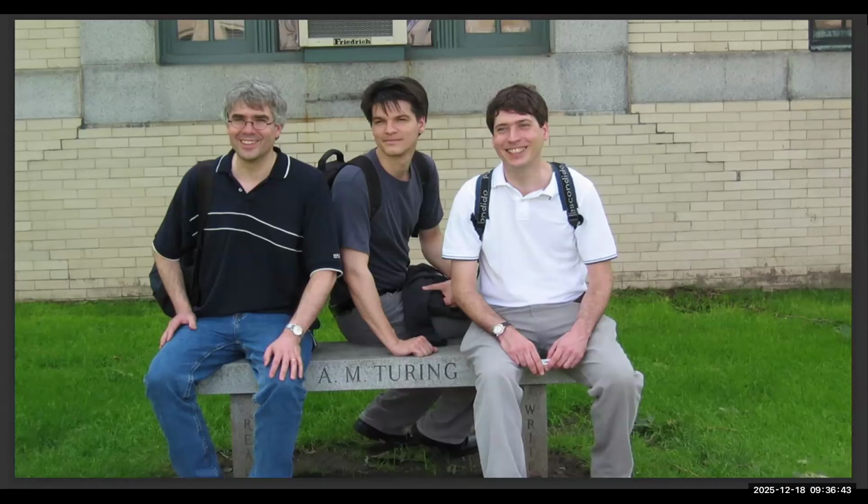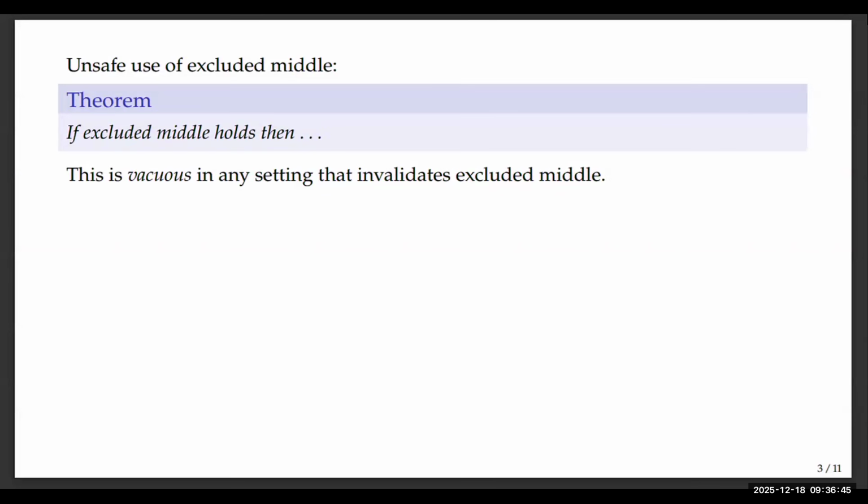Okay, let me get to the talk. So what does a typical use of excluded middle look like? You'll find people state theorems like this: if excluded middle holds, then something. Now, what is the problem with this? The problem is that if you state it this way, then the statement is going to be vacuous in any setting that invalidates excluded middle, because then you're just proving false implies anything. So that is not very good.